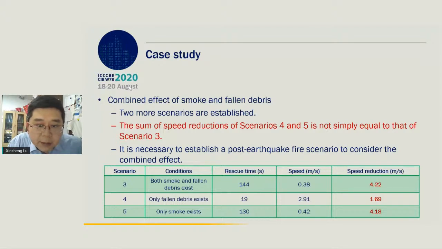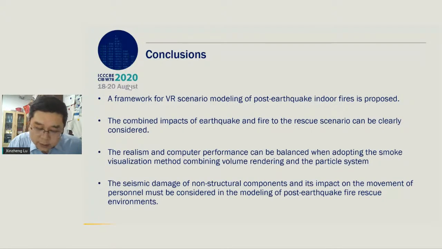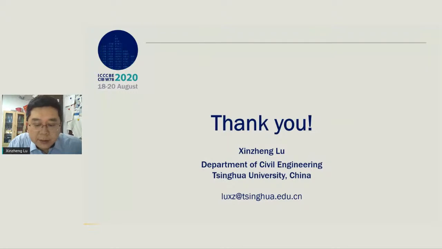Here shows the detailed comparison of the 3 cases. And we also added 2 scenarios here where we don't consider the combination of the falling debris and the fire. We can see that they are different. So here comes the conclusion: we construct a framework for the VR fire scenarios. We can see that the falling debris and the fire after the earthquake will seriously change the rescue time. And we have a new system framework to improve the performance. Okay, thank you.